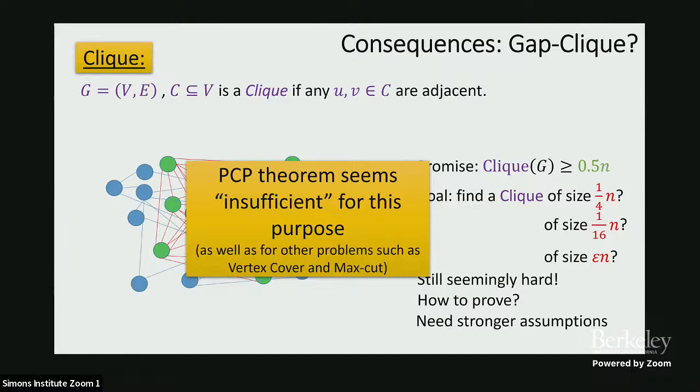So what we're going to do next is try to discuss some strengthenings of the PCP theorem that were studied over the last 30 years with the aim of proving such statements. We'll see what they get and see how to get beyond them. Any questions so far?